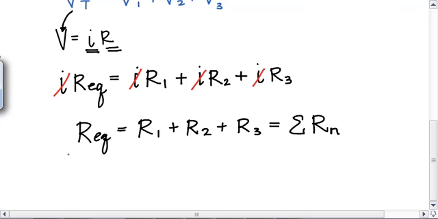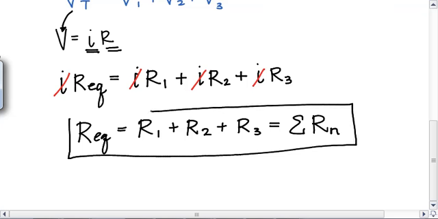And you like a box? So I'll put a box around that. It's a symbol that means I'm going to sum up all of the resistances, and little n represents 1 and 2 and 3 and 4, because we could have 20 resistors in series. Okay, so just R sub n.